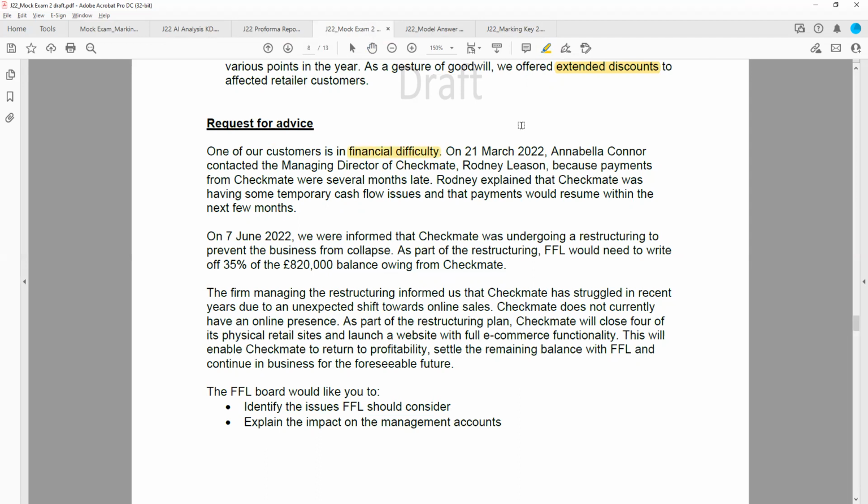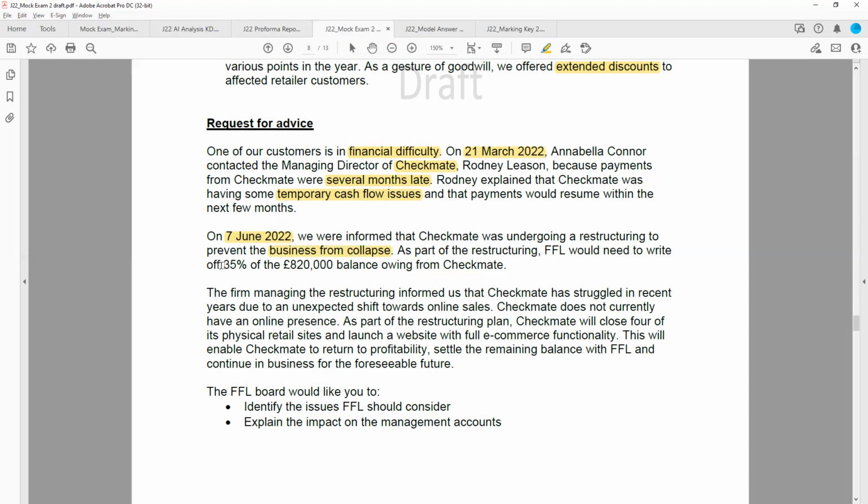In financial difficulties, it was Checkmate, who we knew about from the AI. Payments had been several months late, back in March. The managing director, Rodney, the chess champion we were told about, told FFL that there were some temporary cash flow issues, and then payments would resume within the next few months. However, when we got to June, we were informed that Checkmate was undergoing a restructuring to prevent the business from collapse. So, it looks like things are quite dire there.